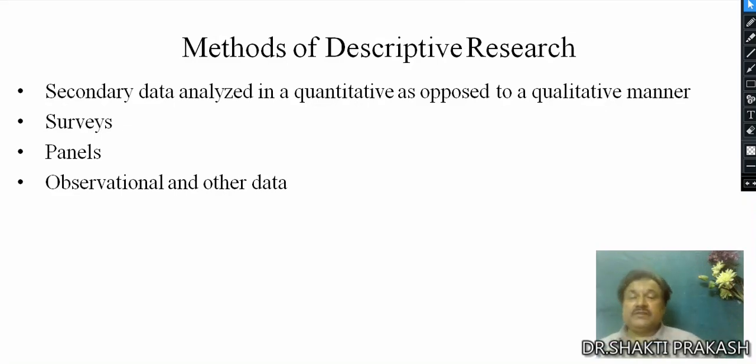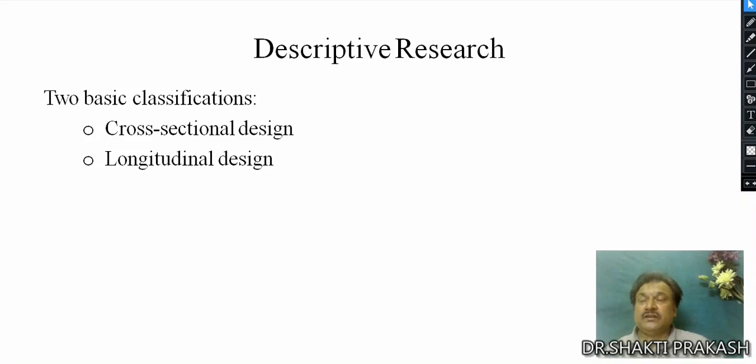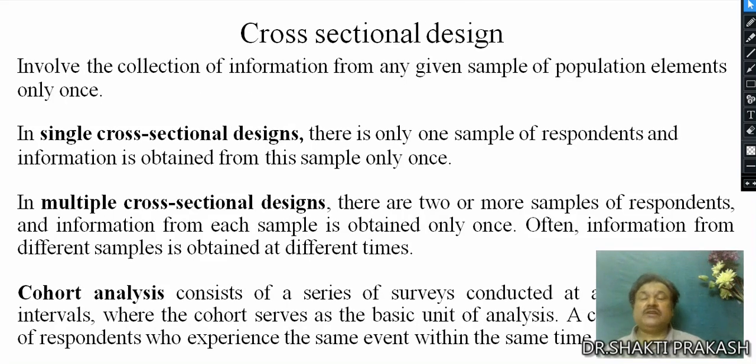The methods of descriptive research: secondary data analyzed in a quantitative as opposed to qualitative manner, surveys, panels, observational and other data. Descriptive research can be divided into two parts: cross-sectional design and longitudinal design. What is cross-sectional design and what is longitudinal design? Cross-sectional design is based on only one sample of respondents, and information is obtained from this sample only once.